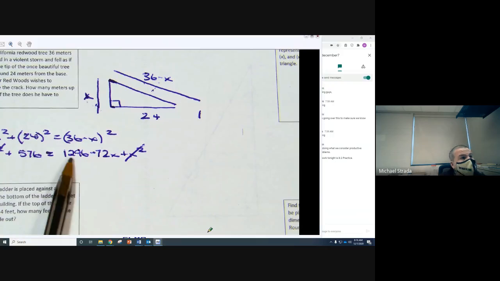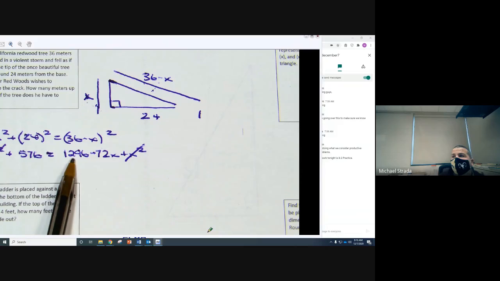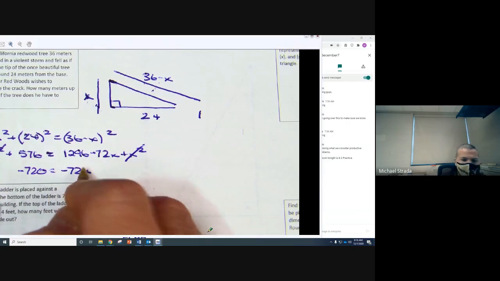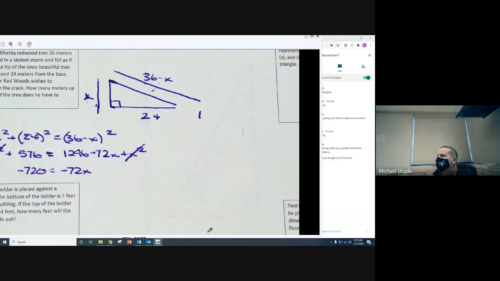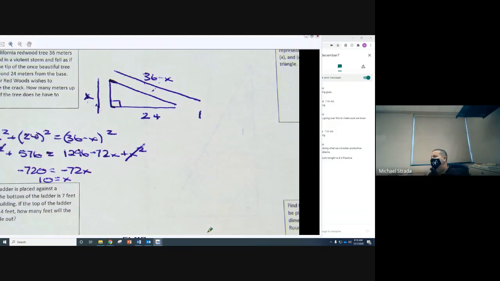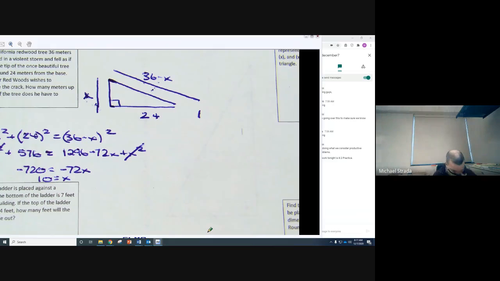If we want to isolate the variable, how do I get rid of a positive 1296? Subtract. Negative 720 equals negative 72x. How do I get rid of a multiplication by negative 72? Divide, and x equals 10. All right. Now, whoever decided to make it the base, that's a great job, because that's what we're trying to answer, how many meters up. If for some reason you didn't, and you made it 36 minus x, it'd be fine. You would just end up with x equals 26 when you did this part. You'd have to do 36 minus 26, which is 10. Either way, you still get the same answer. Everybody good with that idea and the hinged tree? Awesome. Okay, let's go underneath.